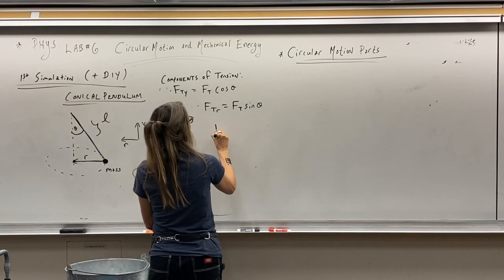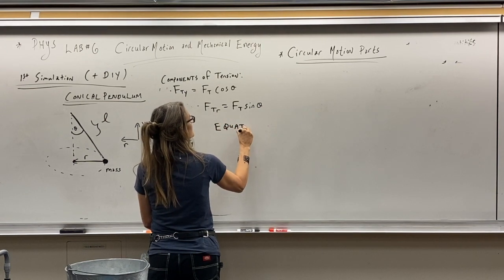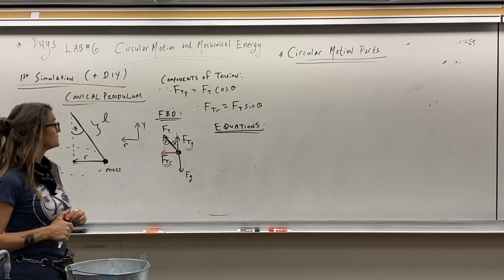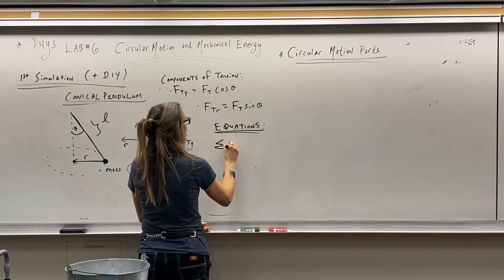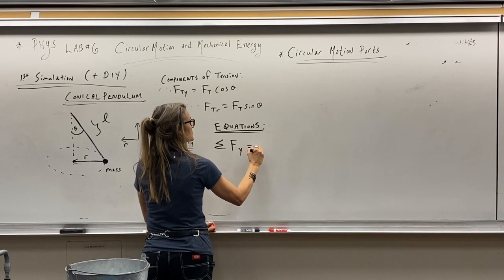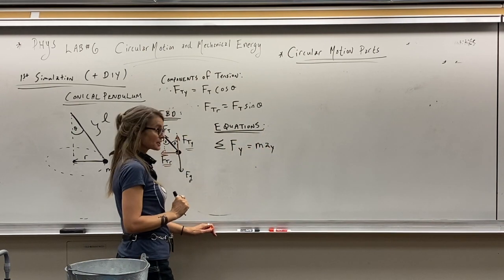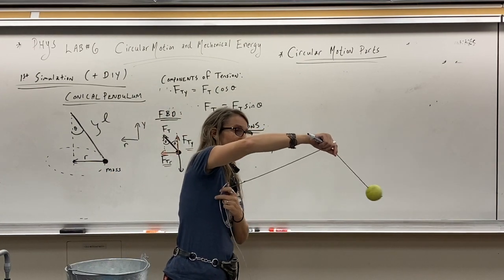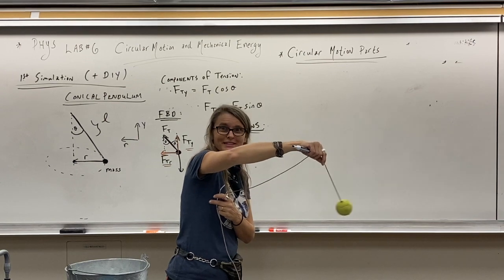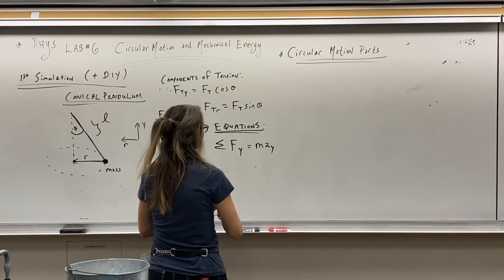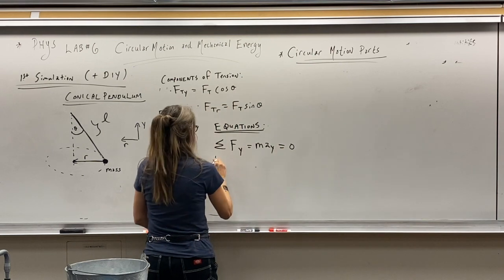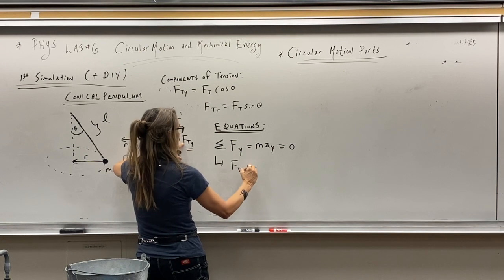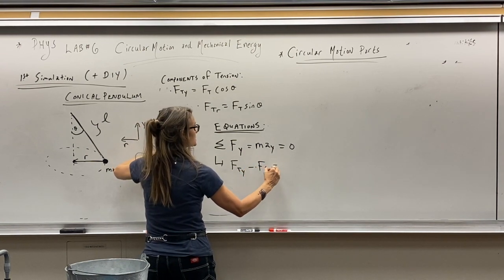Now our equations of motion, which will give us everything we need to approach the problem solving and the questions, will be the sum of all my y forces equals mass times acceleration in the y direction. There's no acceleration when you look at a conical pendulum. There's no up-down acceleration. There shouldn't be anyways. It should be all along a radial path. That should be 0. And what makes that up is the y component. So the y component minus Fg equals 0.